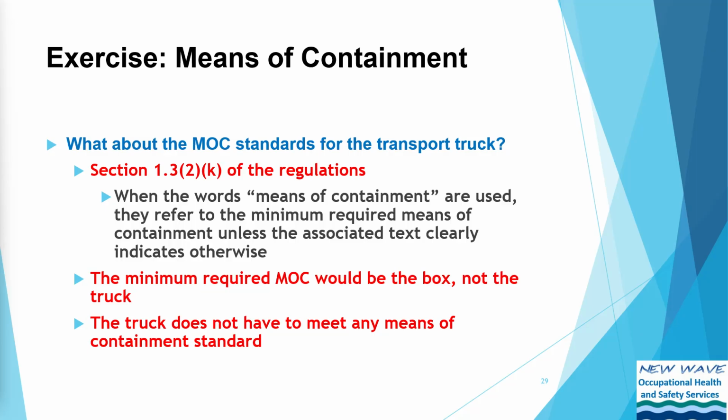The regulations simply say the means of containment must meet TP 14850 without further defining what means of containment means. Thus, we're talking about the minimum required means of containment. That is, the innermost container needed to hold the dangerous goods. The minimum required means of containment would be the box, not the truck. Thus, the truck does not have to meet any means of containment standard, although it may still have to be placarded.